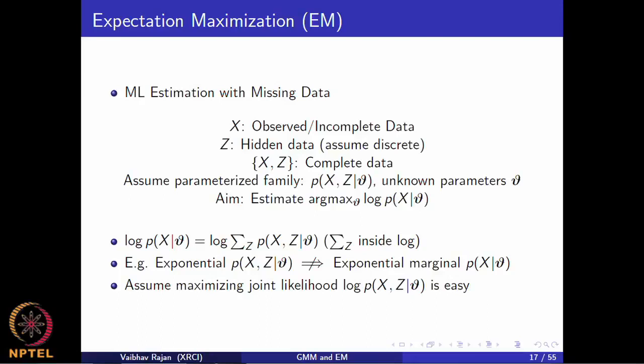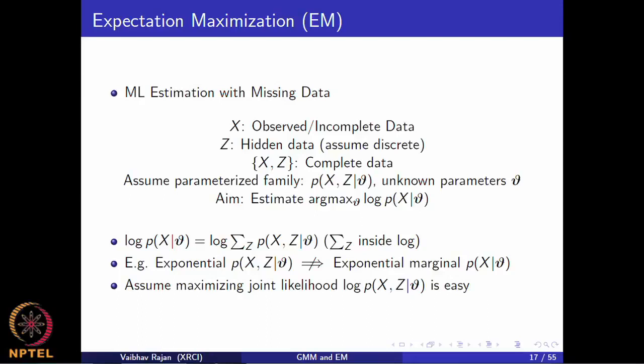Here you are assuming two things. You are assuming that there is some parameterized family, you are doing some parameterized fitting, for which the joint likelihood is easy to compute. We denote by x and z the complete data, the observed data plus the hidden data, and we assume some parameterized family from which this data is generated, like a Gaussian or exponential, and we do not know the unknown parameters which we want to estimate.